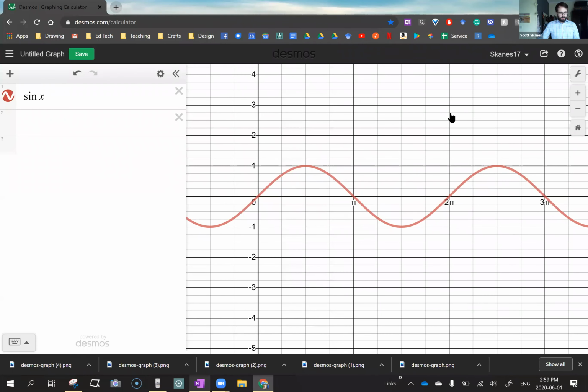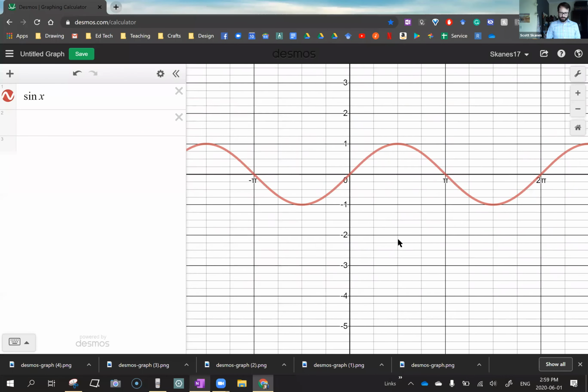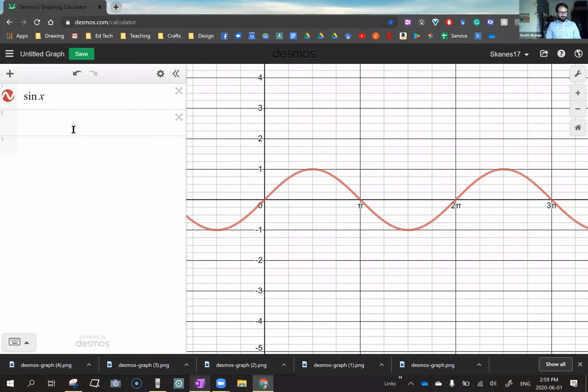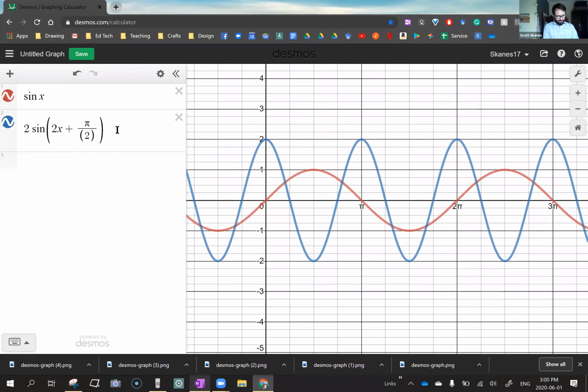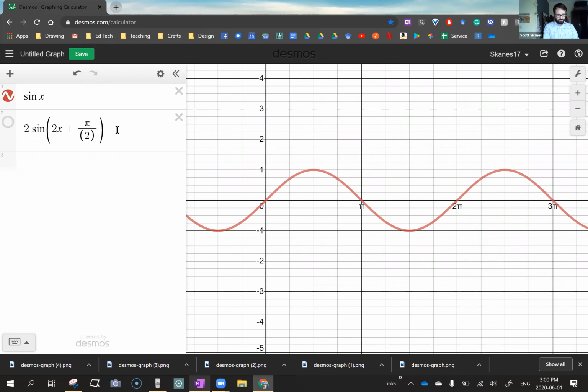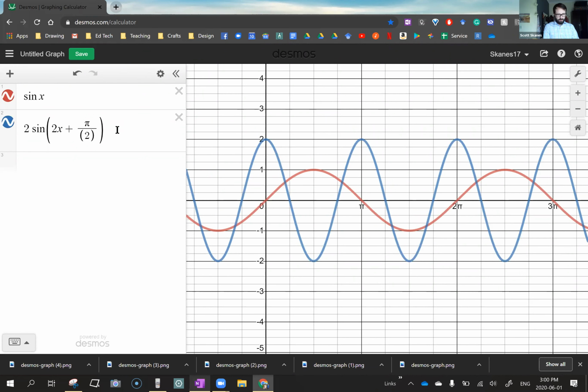And now I'm going to graph, oh my goodness, sorry. I'm going to graph the function that we just made and compare it to it. So the function we just made was 2 sine 2x plus pi over 2. Okay, don't freak out. Just relax here. This is our original function. This is our new function.